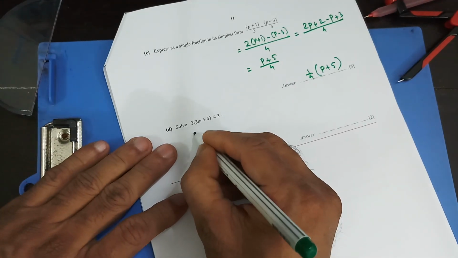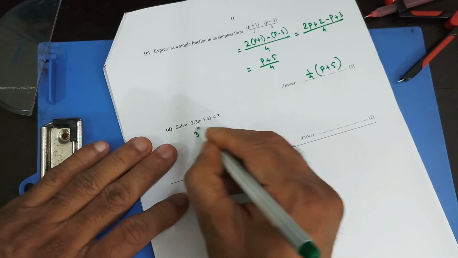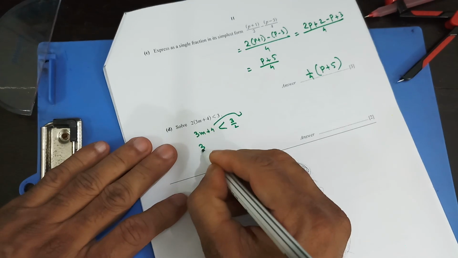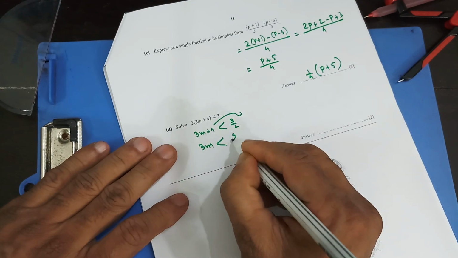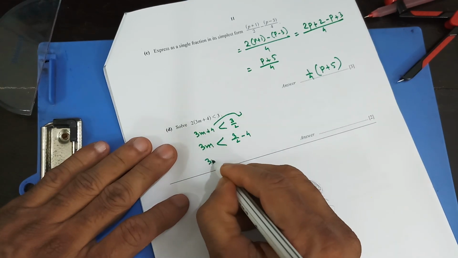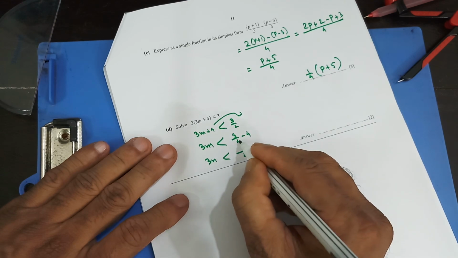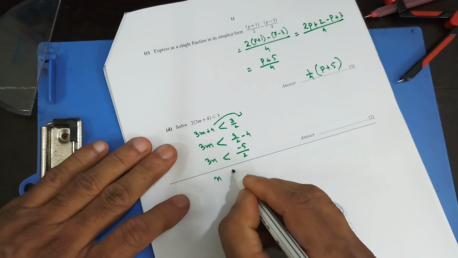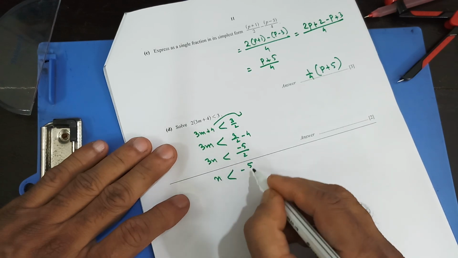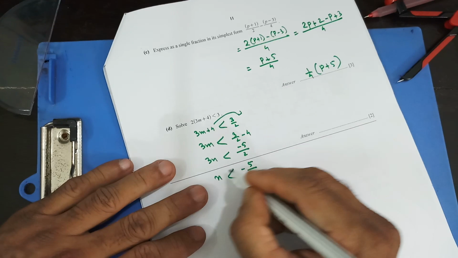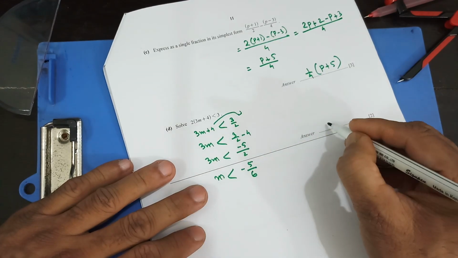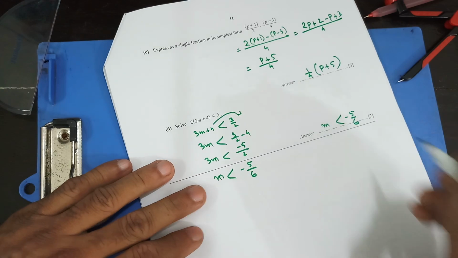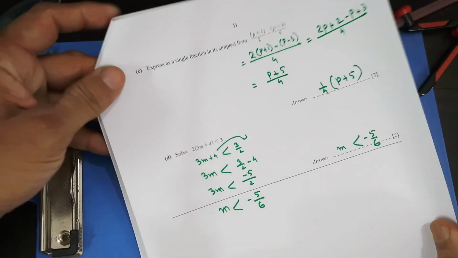Solve this. So 3m plus 4, if I take 2 that side, it's going to be 3 by 2. Take 4 that side, so 3m, 3 by 2 minus 4, so 3m, and that's going to be 2, 8. So 3 minus 8 is minus 5. So n is going to be minus 5. 3 comes over here as 6. So m is going to be less than minus 5 by 6. Okay, so this one is done.